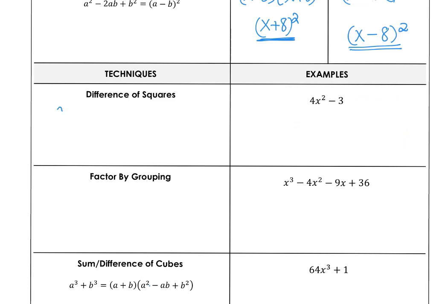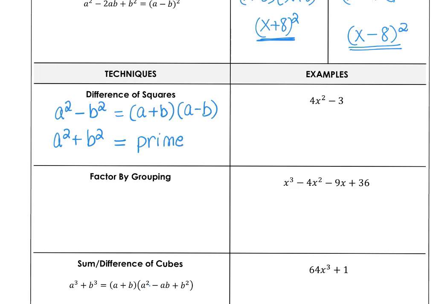Now the difference of two squares, that's when we have a squared minus b squared. The difference of two squares are conjugate terms, a plus b and a minus b. So the difference of two squares can be factored, but the sum of two squares is prime. That cannot be factored. So don't let this plus sign trick you. You can't put two pluses or two minuses. It just doesn't work.